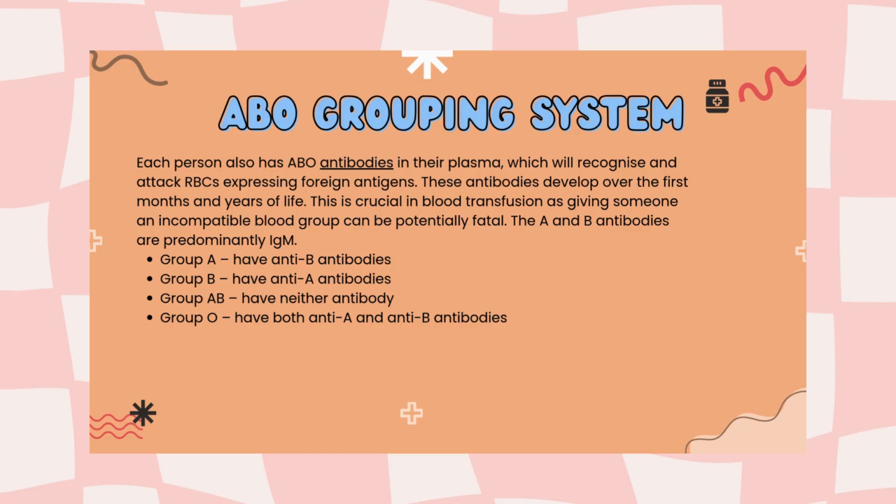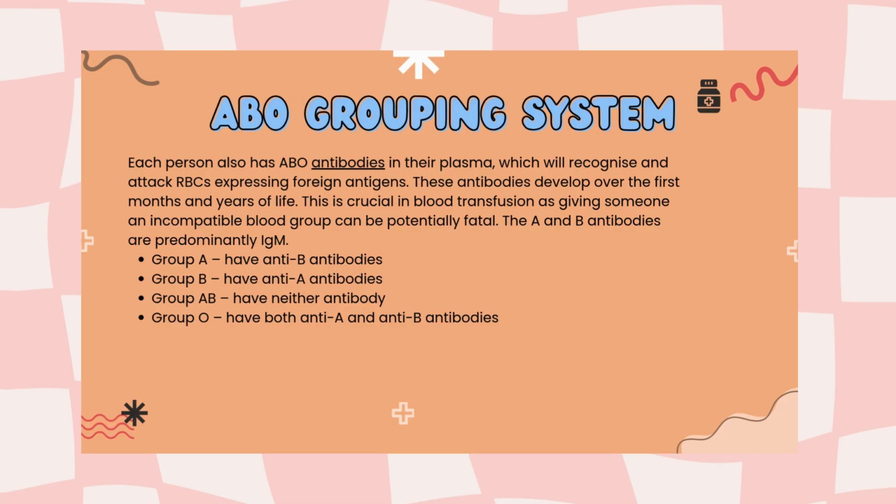1. Group A. Have anti-B antibodies. 2. Group B. Have anti-A antibodies. 3. Group AB. Have neither antibody. 4. Group O. Have both anti-A and anti-B antibodies.